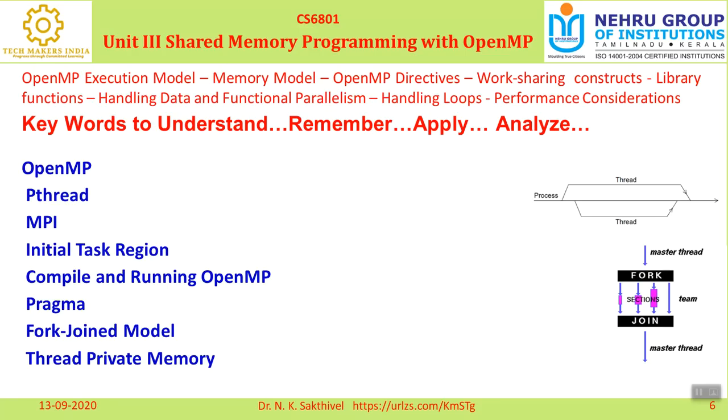So thread private memory has its own memory. It has its own private memory other than shared memory. Please understand, this is the thread private memory concept. Each thread has its own private memory, and this thread can also access shared memory. So under thread private memory, we have the shared memory model.